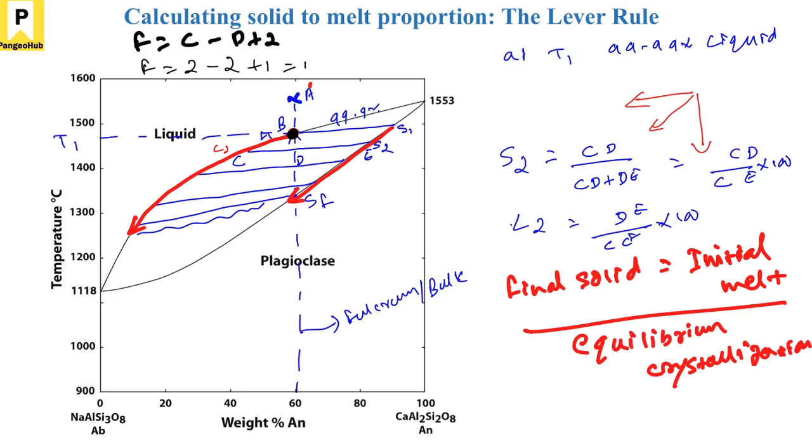So this is very important. Achha, at this point what happens? Now you have lost a phase, so you gain a degree of freedom, and then you are free to cool down like this. So then you can move down along this path to crystallize 60% anorthite. So this will be your solid evolution path, and this is your liquid evolution path. So I think this is more or less clear about the lever rule and equilibrium crystallization in a solid solution, the plagioclase solid solution system.